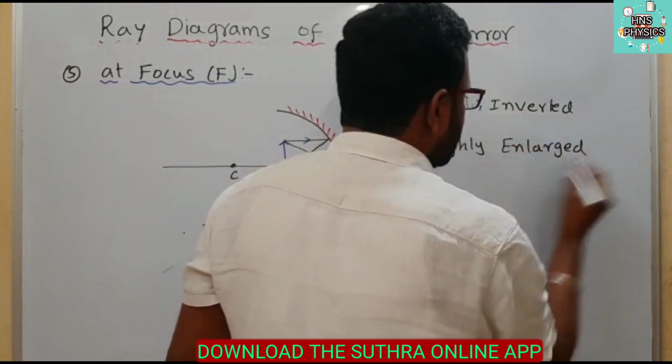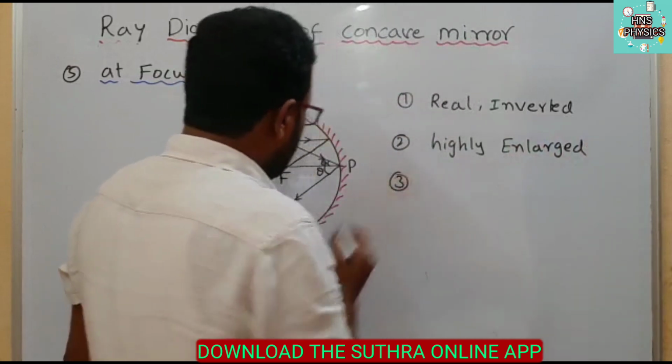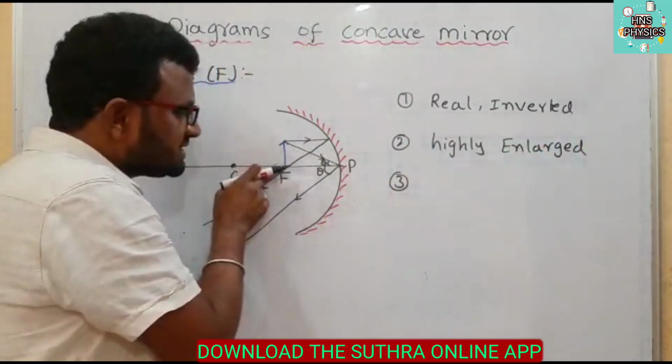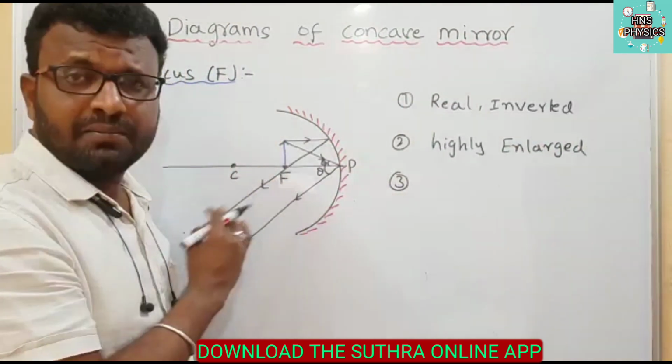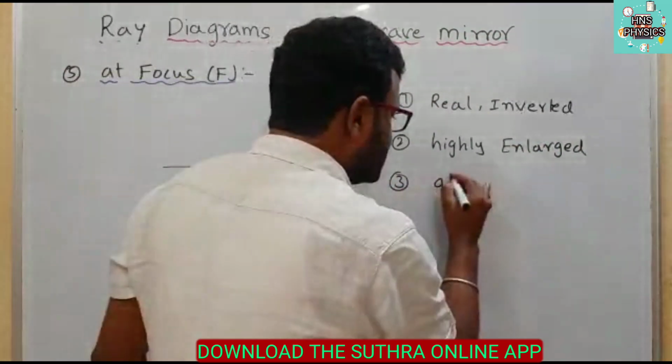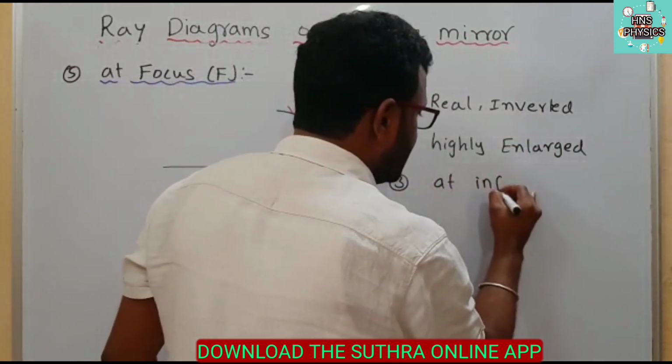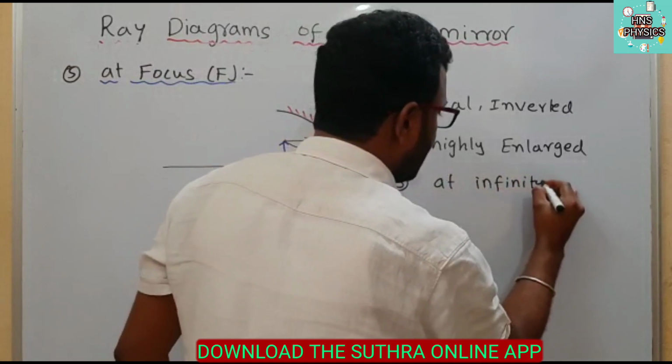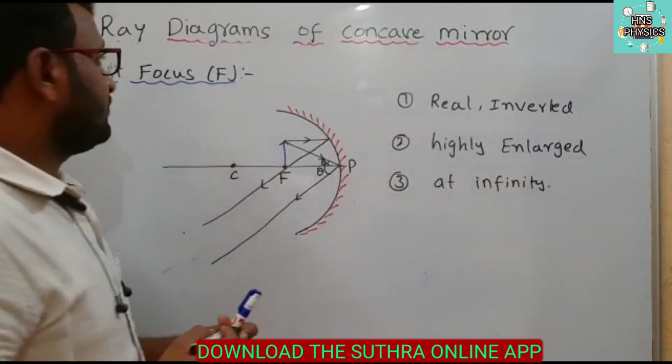Next, third, the object is situated at focus. Image is formed at infinity. So this is the fifth one.